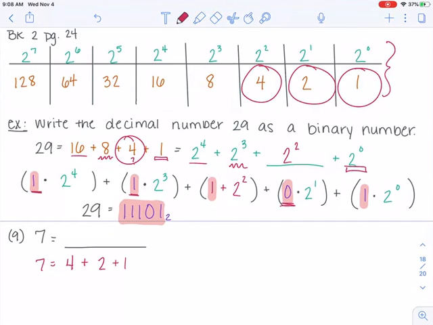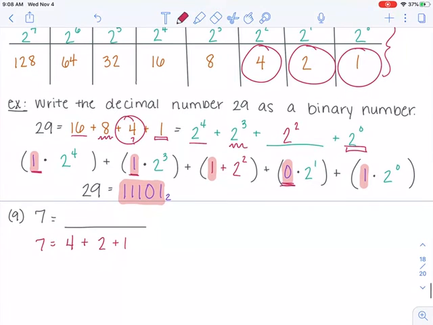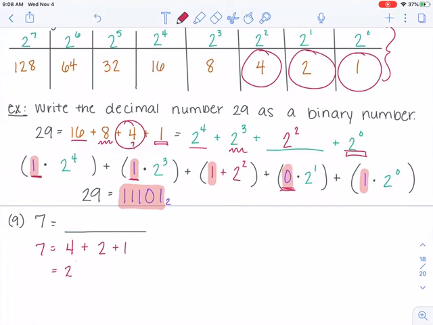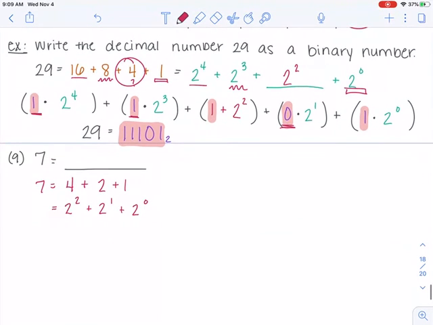So now I'm going to write the number in expanded form. And I'm sorry, not expanded form, in the sum of its powers. So 4 is equal to 2 squared. 2 is equal to 2 to the 1st power, and 1 is equal to 2 to the 0 power. So now I write it in expanded form.